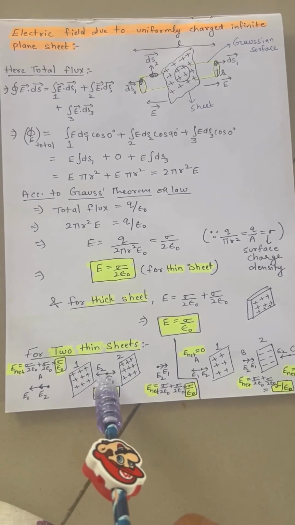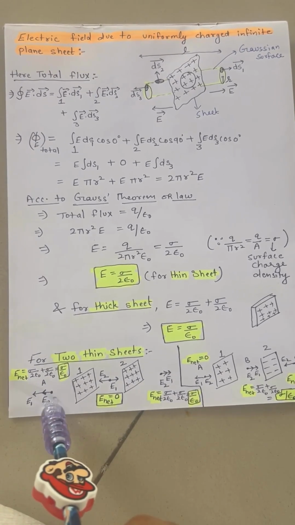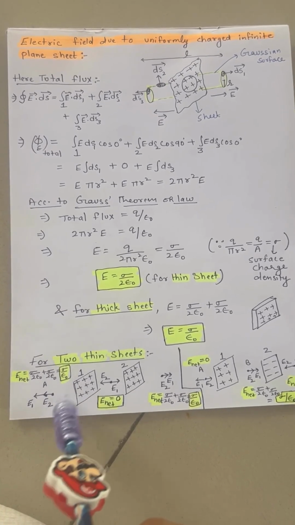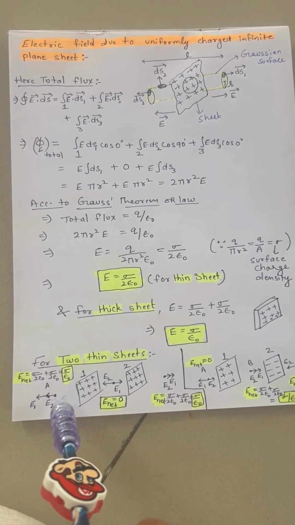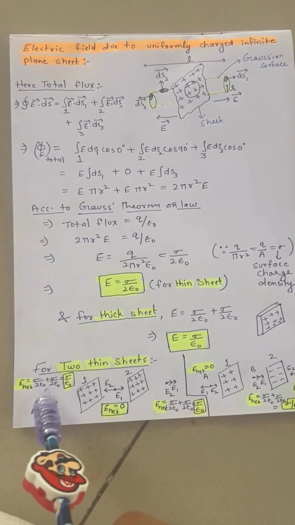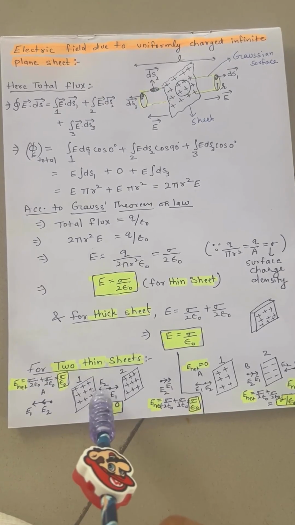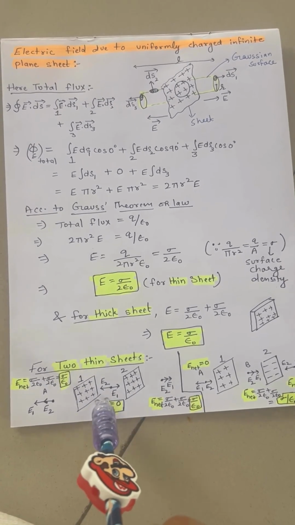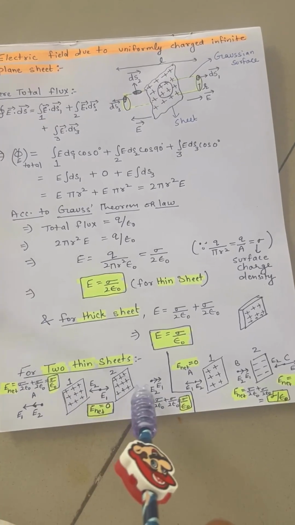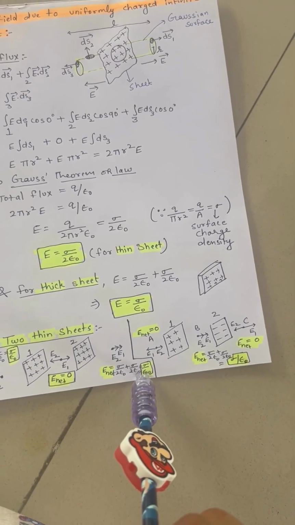Now there are two more arrangements. There are two positive sheets placed parallel to each other, and at three different points the net electric field can be found by using the superposition principle. At the left, the electric field is added and it is sigma upon epsilon naught. In the middle, both the fields are subtracted because both are in opposite directions, so the net field is 0, and at the right again the electric field is added, and the magnitude of the electric field is sigma upon epsilon naught.